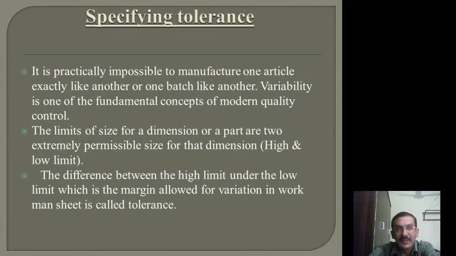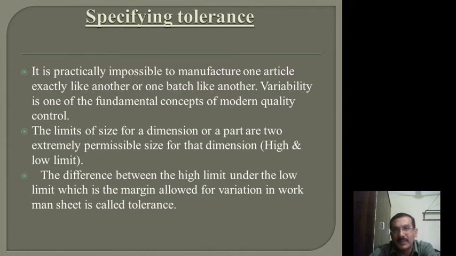Next is specifying tolerance. The difference between the high and the low limit is called tolerance. Tolerance is either a unilateral tolerance or a bilateral tolerance. Unilateral tolerance varies in only one direction, and bilateral tolerance varies in both directions. How the tolerance is specified plays an important role in specifications.